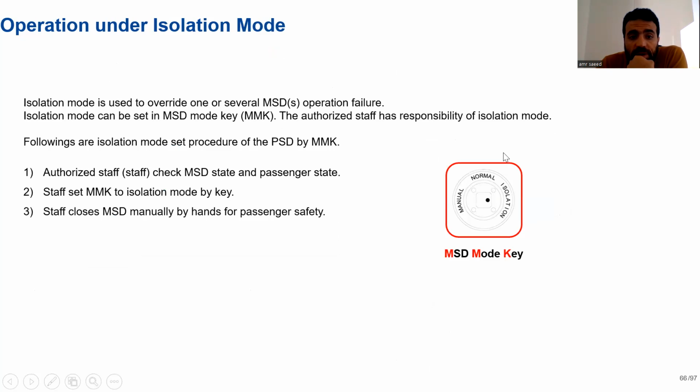Here, under the isolation mode, the authorized staff can select isolation mode to override the closing or locking of one of the doors, and it's a temporary mode. He has to repair this door as fast as he can.